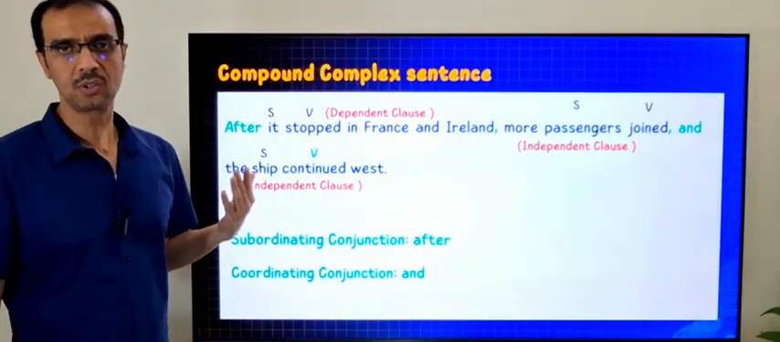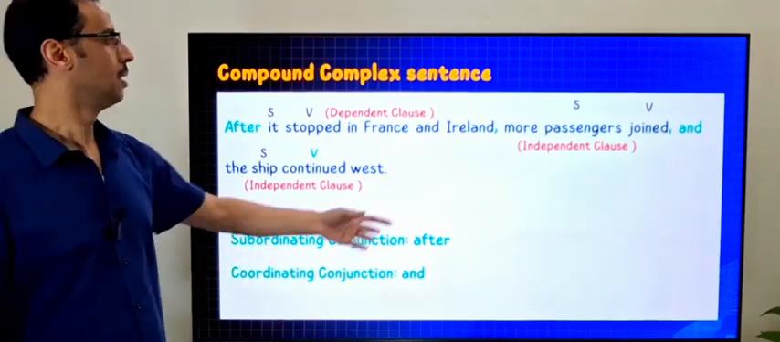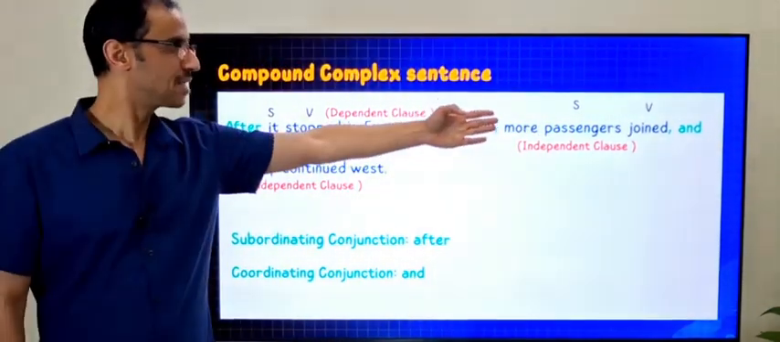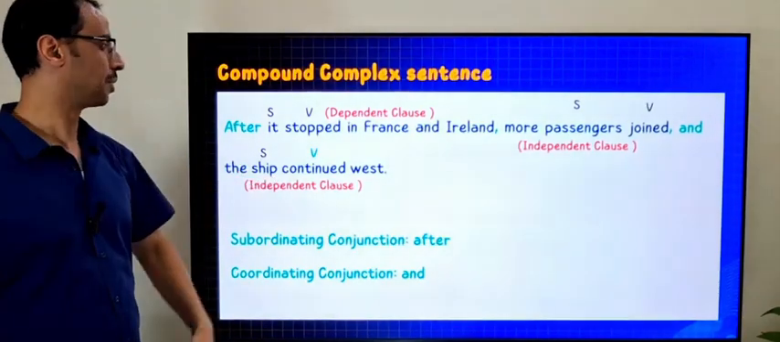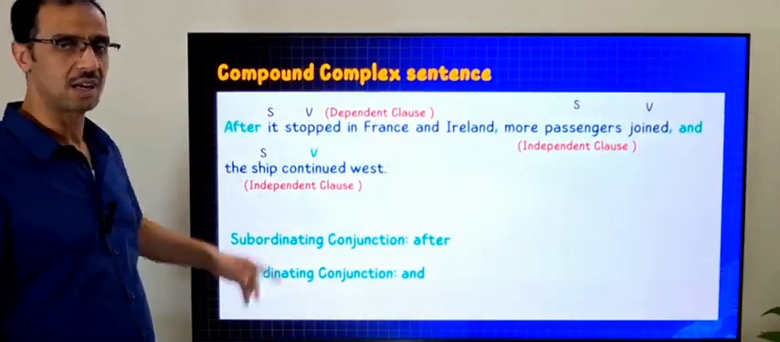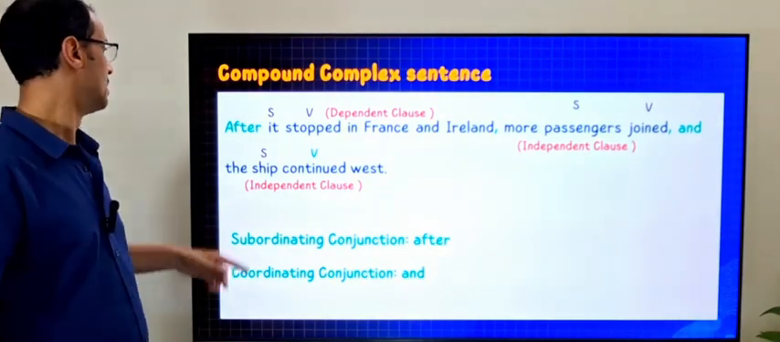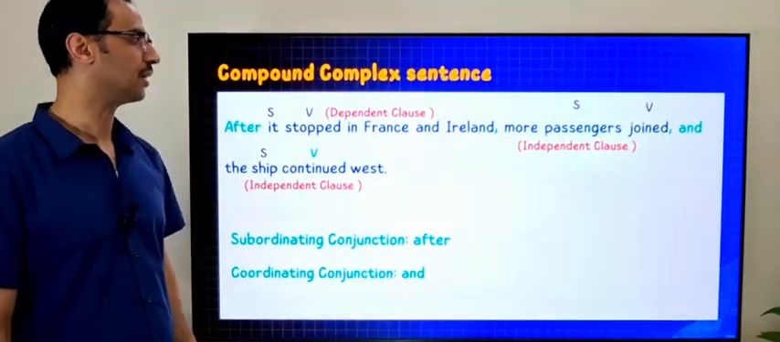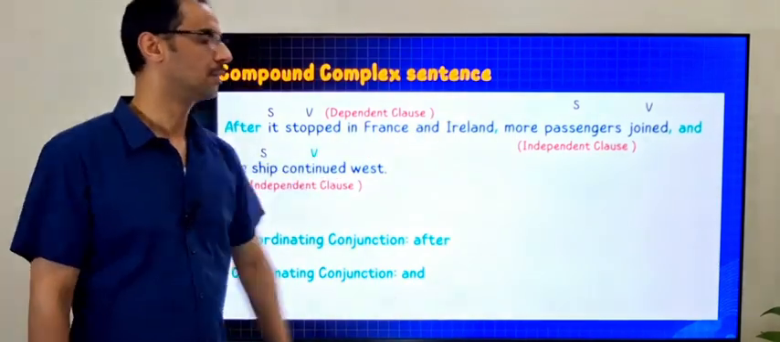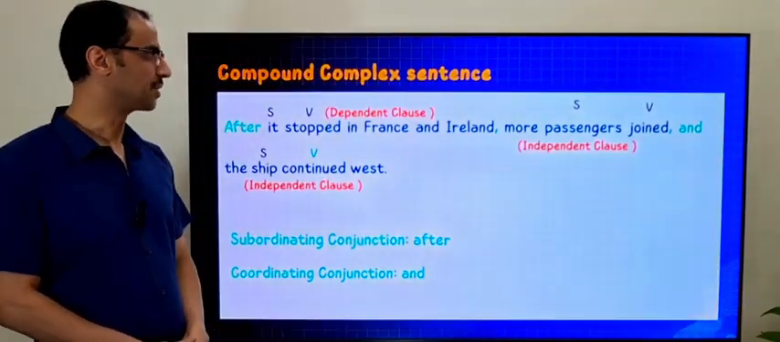This is again a compound complex sentence. Why is it compound? Because here we have and. As you see, more passengers joined and the ship continued west. Why is it complex? Because it starts with after, a subordinating conjunction. So, after it stopped in France and Ireland, the meaning is incomplete. So we have to complete it. Another example.